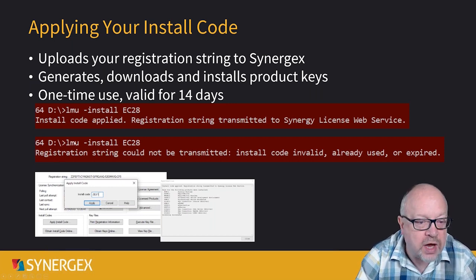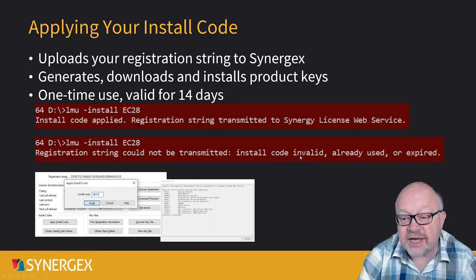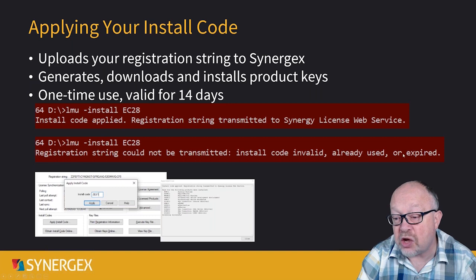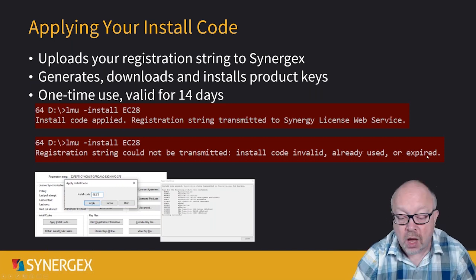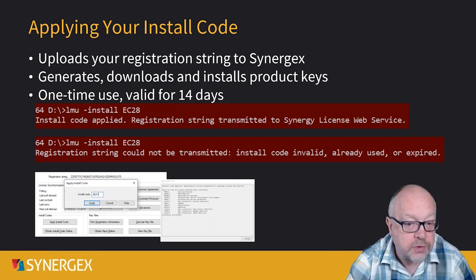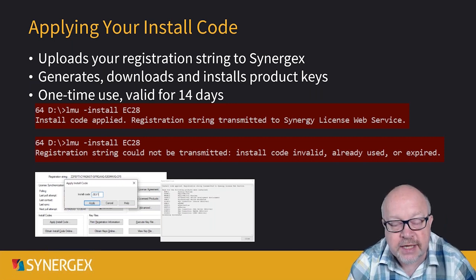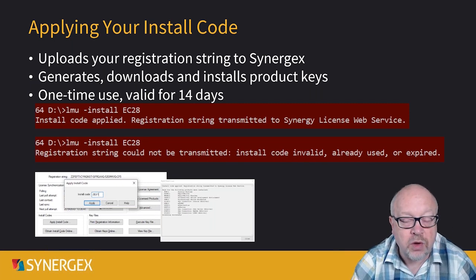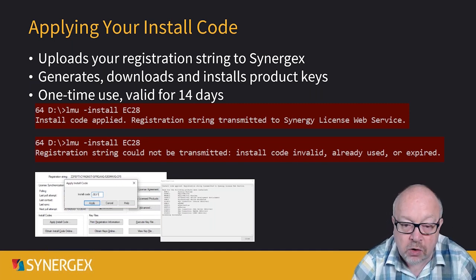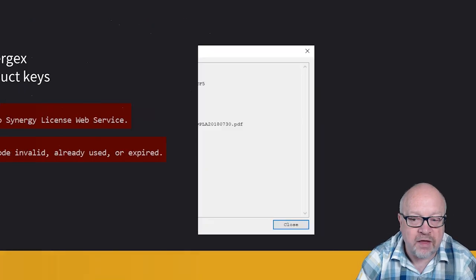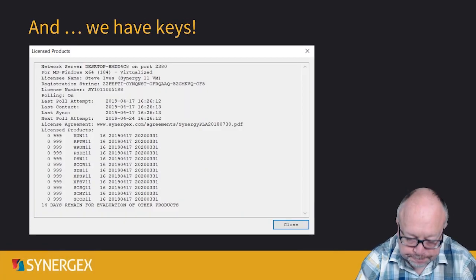With LMU-install the code, you could see something like registration string could not be transmitted, install code invalid, already used or expired. So they are single use. Once you've used it, you can't reuse it, and they are only valid for 14 days. If something got messed up and you have to reconfigure something, you can regenerate an install code for an existing key in the resource center. And I think we'll talk about that in a little while.